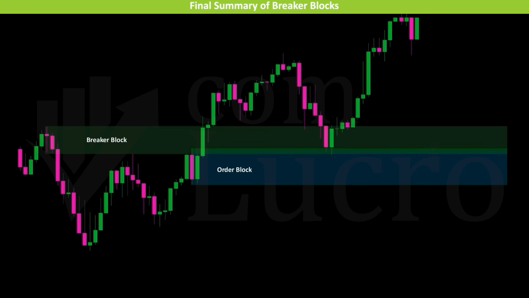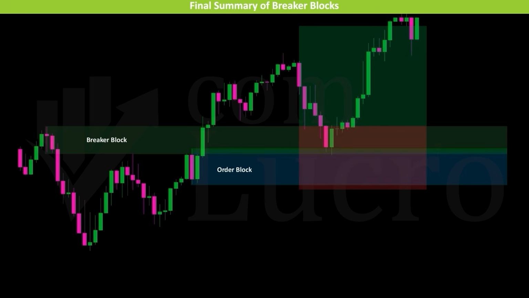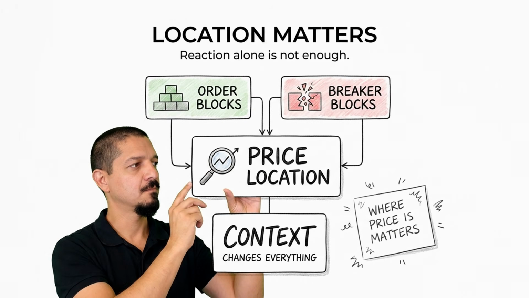In this final scenario, we identify a valid breaker block paired with an order block. The entry is placed at the highest point of the breaker block, and we wait patiently for price to return and activate the trade. Identifying valid order blocks and breaker blocks helps us understand where institutions have previously entered the market. But knowing where price reacted is only part of the equation.